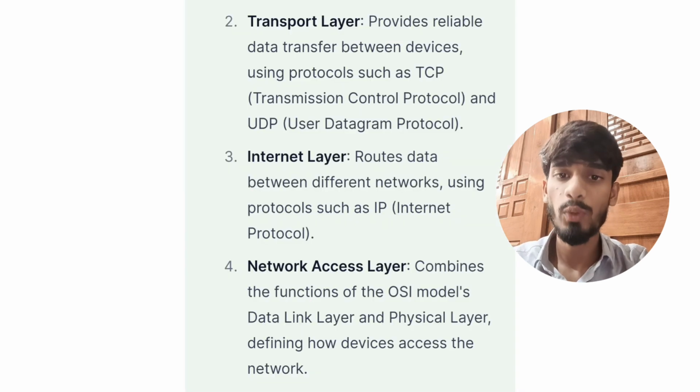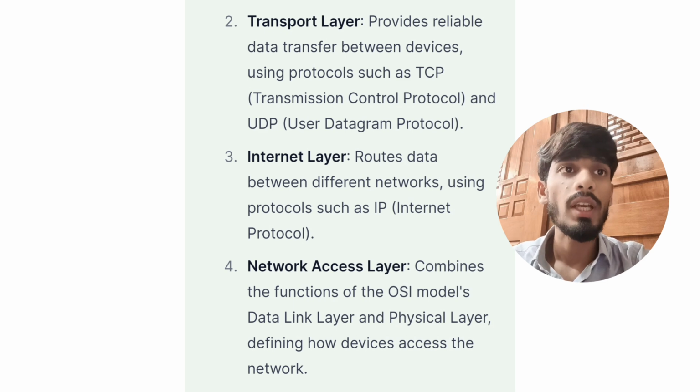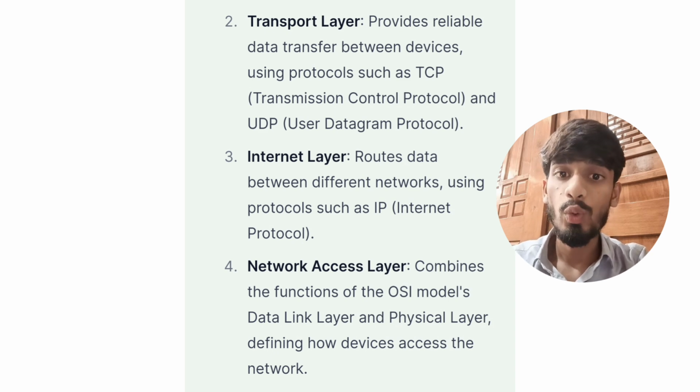Second layer is the transport layer. It provides reliable data transfer between devices using protocols such as TCP, Transmission Control Protocol, and UDP, User Datagram Protocol. Third layer is the Internet layer. It routes data between different networks using protocols such as IP, Internet Protocol. Fourth layer is the network access layer. It combines the functions of the OSI model's data link layer and physical layer, defining how devices access the network.